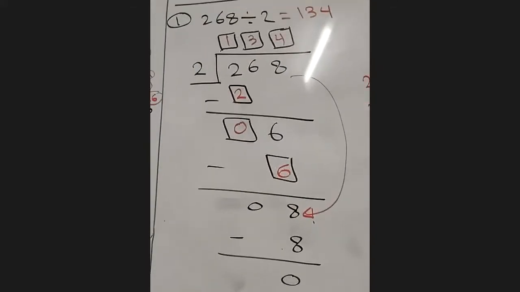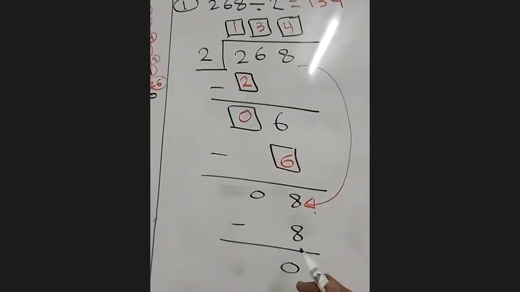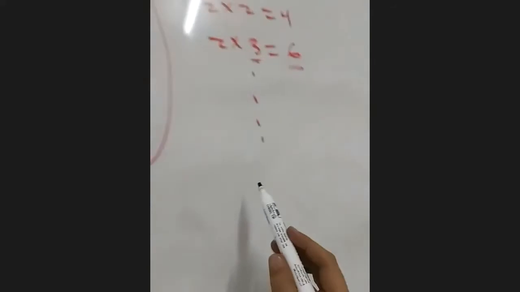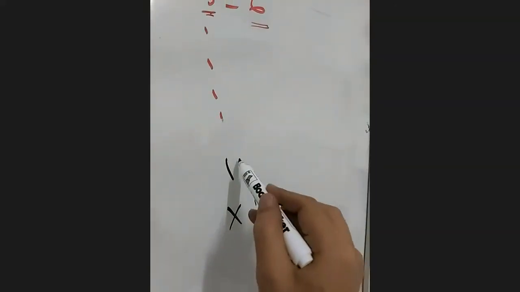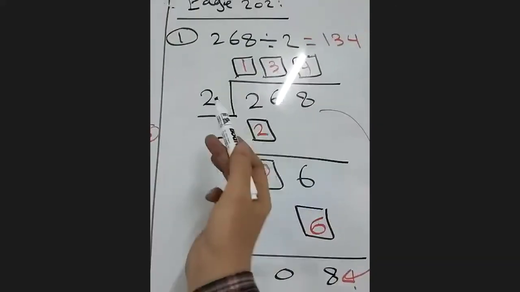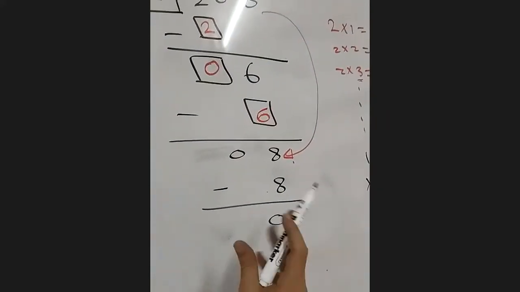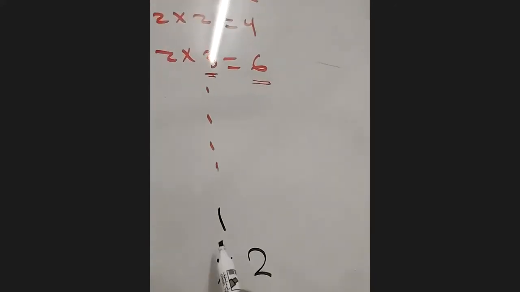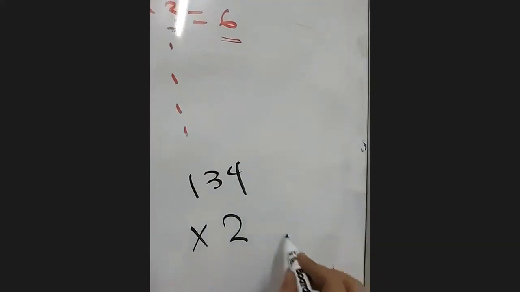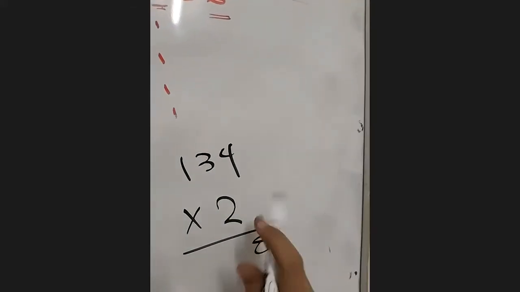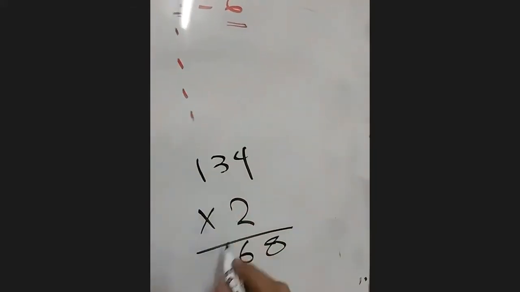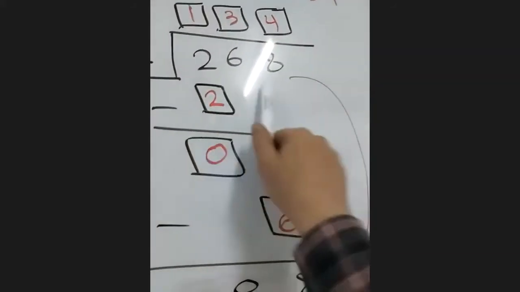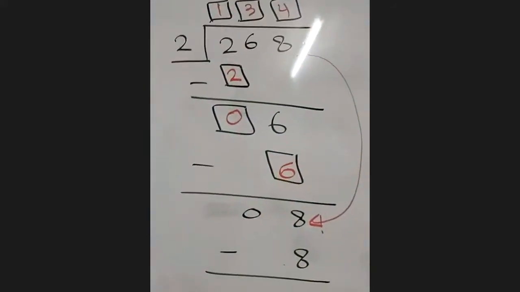How can we be sure that our answer is correct? Here the remainder is 0. We just multiply the quotient with the divisor, not the remainder. The remainder is 0, it has no effect. So here the quotient multiplied by the divisor: 2 multiply 134. 2 times 4 is 8. 2 times 3 is 6. 2 times 1 is 2. So we have 268, and our dividend is 268. So my whole process is correct.